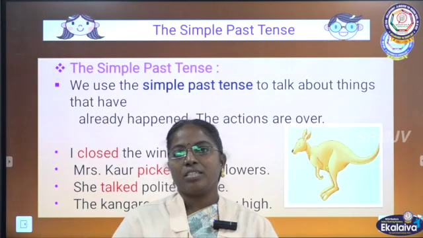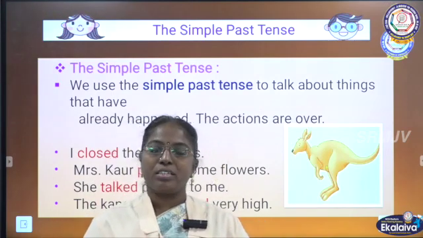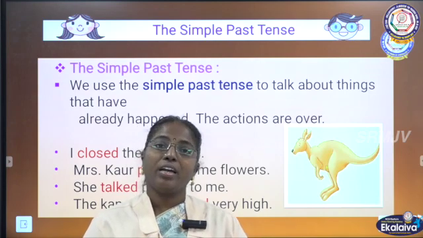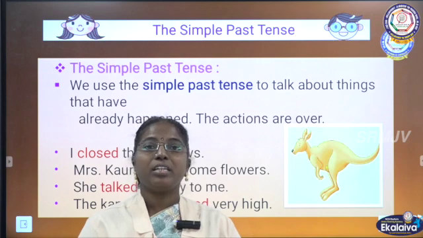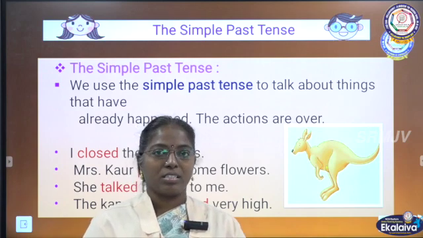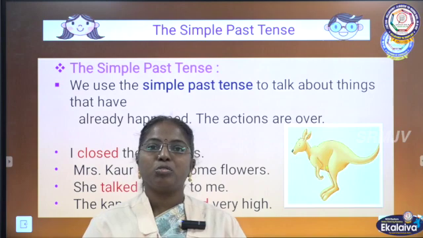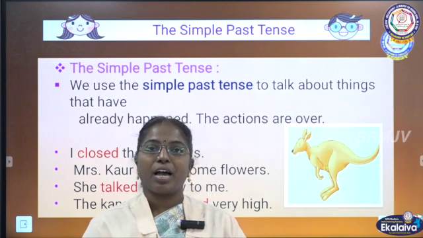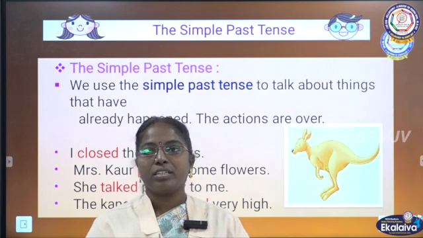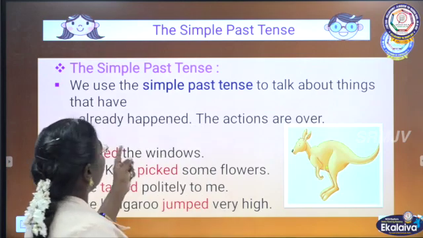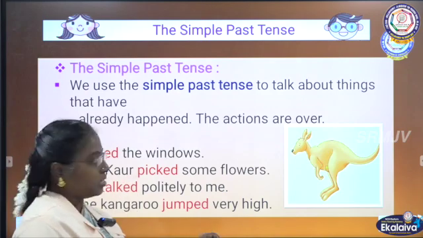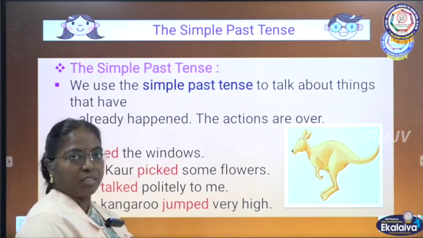Past tense means the event happened previously, before, in the past. For example, I had my lunch yesterday. Had is past tense. Yesterday I went to the cinema theatre. Went is the past tense. The event happened already, so it comes under past tense. We use the simple past tense to talk about things that have already happened. The actions are over.